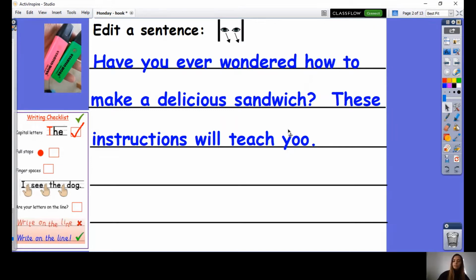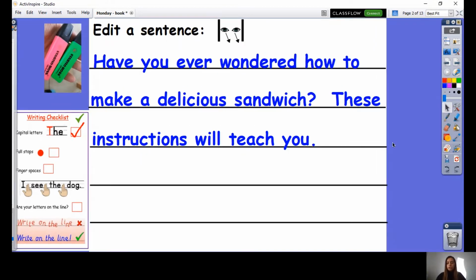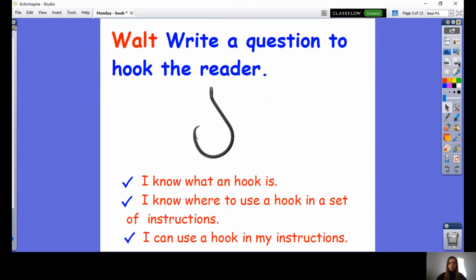Well done. We have spelt you wrong. Who can tell me how do I spell you? Can you tell me the letters I need for you? Well done. A Y, O and a U are tricky red words. Well done if you spotted those 3 mistakes.